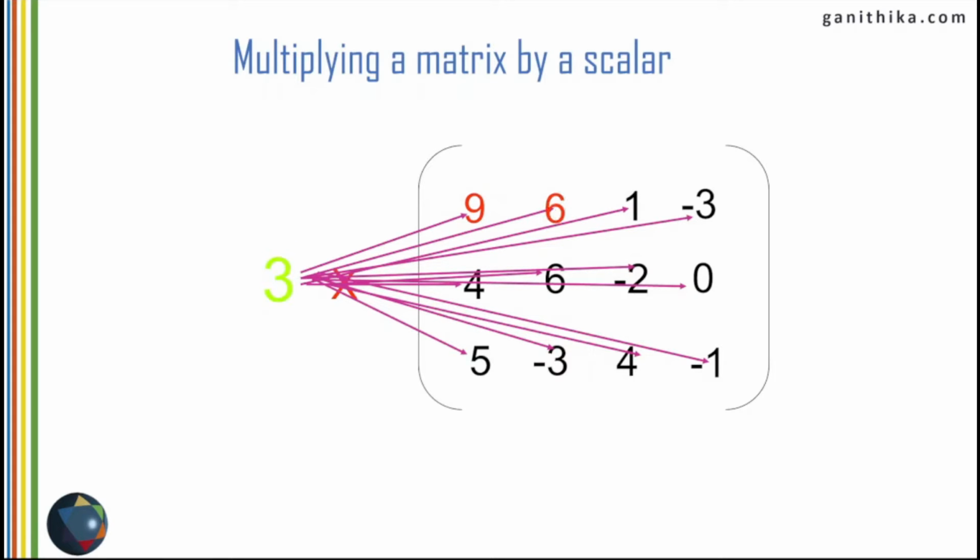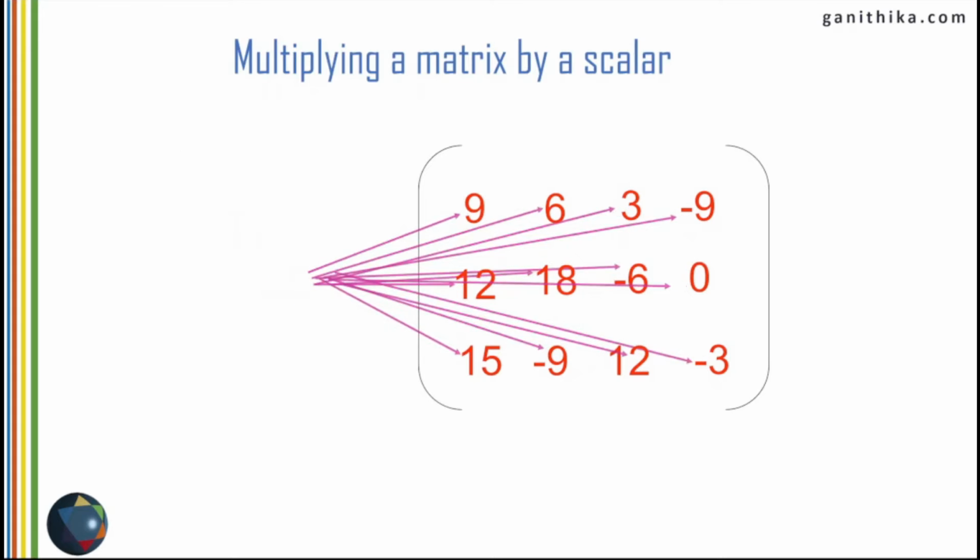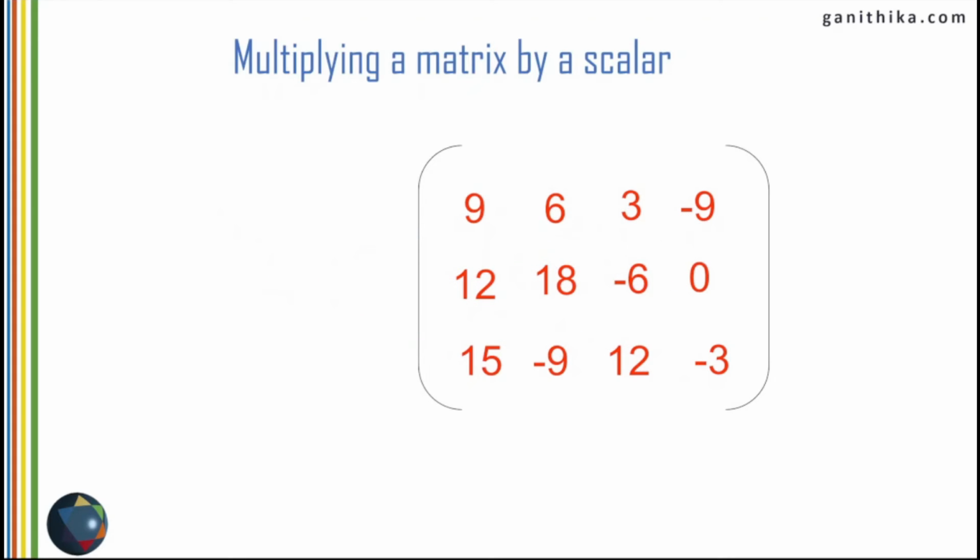3 times 2 is 6, 3 times 1 is 3 and here it is negative 9 and it becomes 12 here, 18, minus 6 and 0 and you'll be having 15, minus 9, 12 and minus 3. When you multiply these numbers by 3, you'll get this as your final matrix. So for multiplying a matrix by a scalar, you have to multiply all the numbers in the matrix by that scalar.